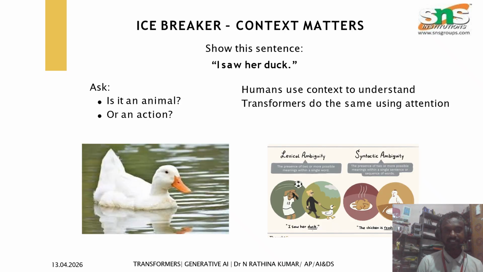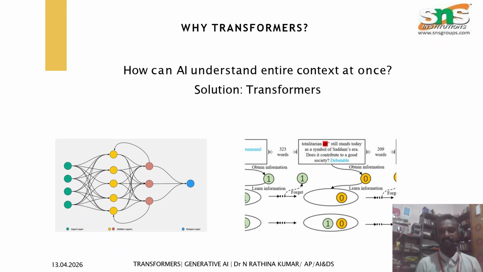So next we are going to see this. Is it an animal or an action? With a human we can understand, but a transformer understands the same thing using attention. Why transformers? I already gave the shorter introduction. Then, deeply, how can AI understand the entire context at once? The solution is a transformer. So this is a simple way we can understand the use of the transformer.